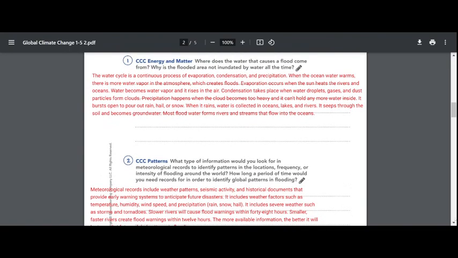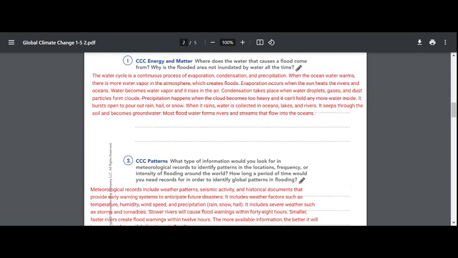So where does the water that causes a flood come from? Why is the flooded area not inundated by water all the time? So again, we're going to think of the water cycle. The water cycle is a continuous process of evaporation, condensation, and precipitation. When the ocean water warms, there is more water vapor in the atmosphere, which creates floods.